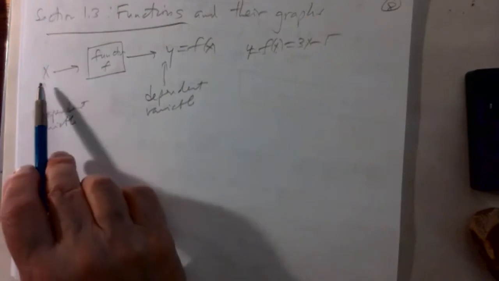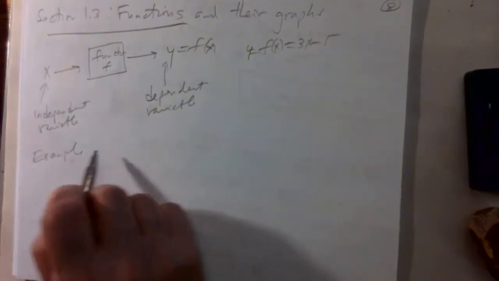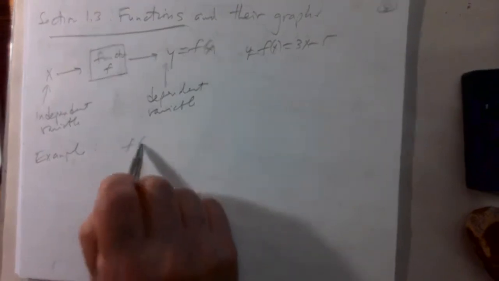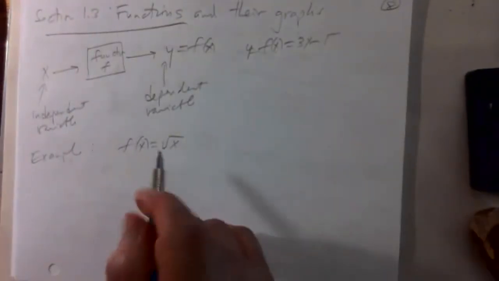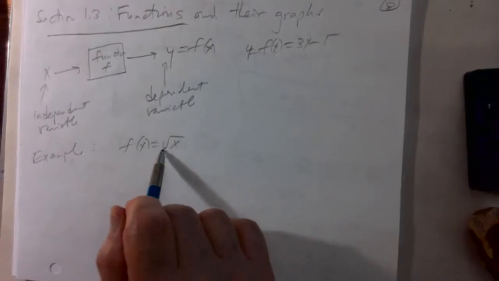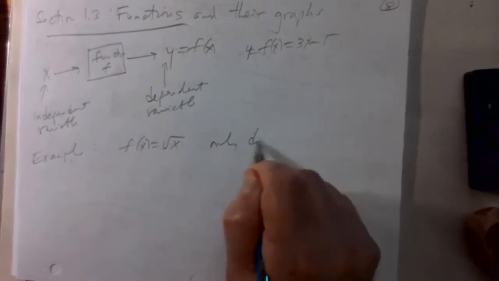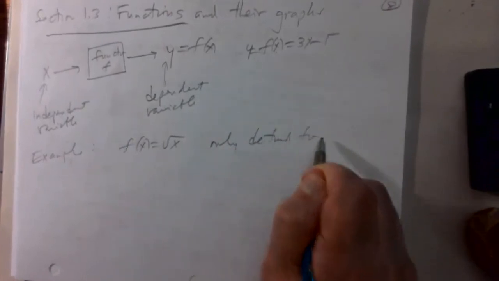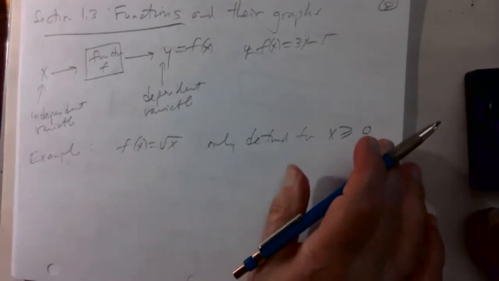Now, what are the values of x? So here's an example. Suppose we take the function f of x equal the square root of x. You can't take any value of x and calculate this, because we're just working with real numbers, and there's no square root of a negative number. So this is only defined for x greater than or equal to 0, not for all x.